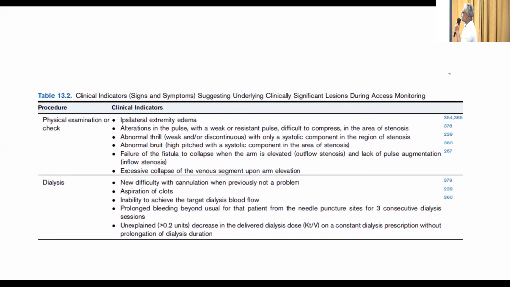And then during dialysis, new difficulty with cannulation when previously it wasn't a problem, you know there's something going on in this fistula, you need to do something. If you aspirate clots, not very uncommon, right? Inability to achieve the target dialysis flows, prolonged bleeding beyond usual, again, this can be a sign of stenosis, and then unexplained decrease in delivered dialysis. If your Kt/V goes down by more than 0.2 units, then you know there is a problem with your vascular access.